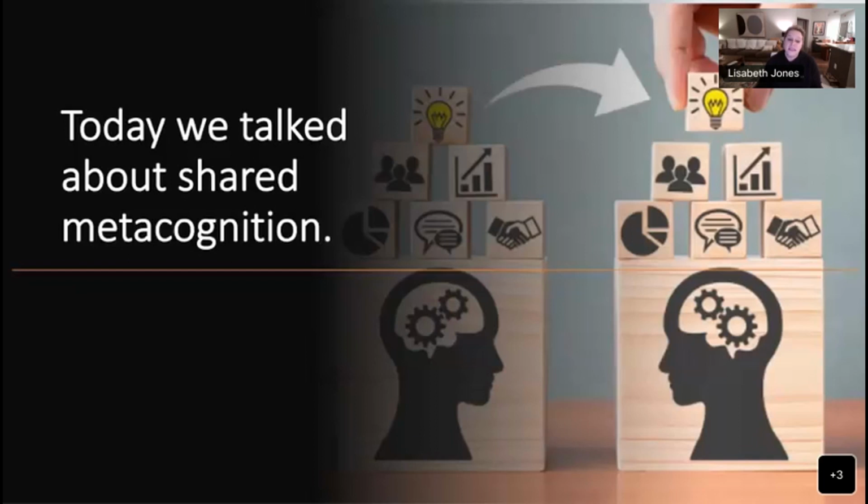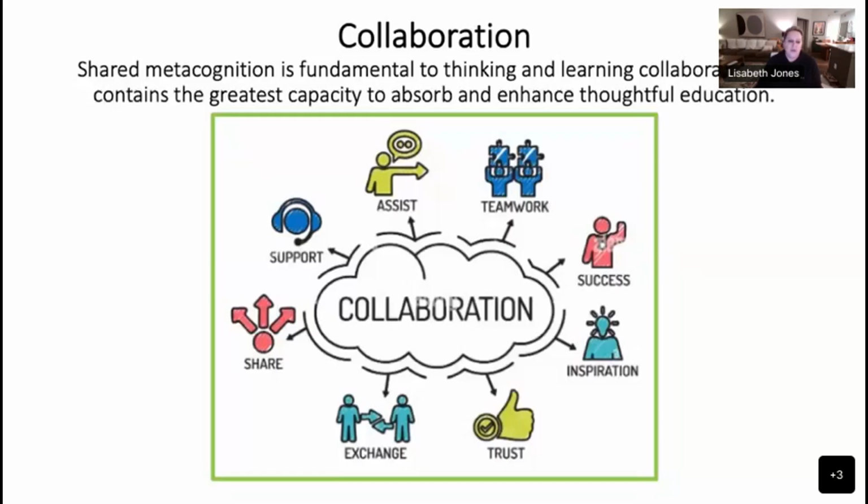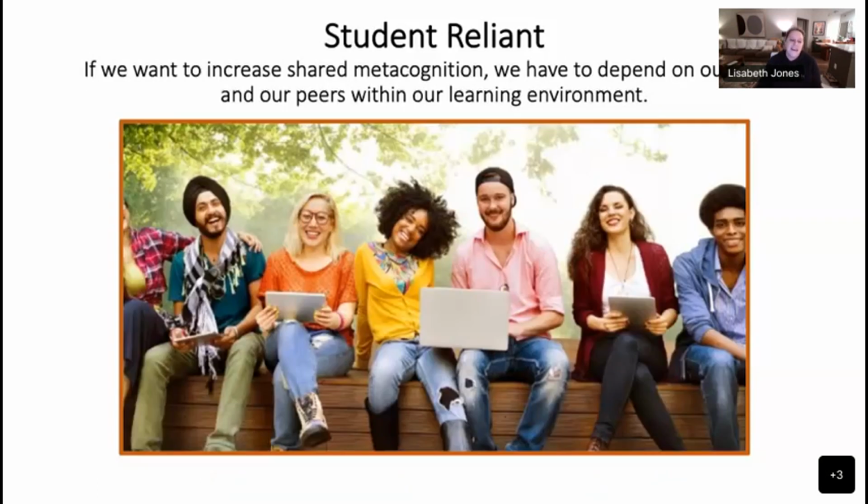All right. So today we talked about shared metacognition, or social metacognition. It's simply sharing thoughts with peers in our learning group to collectively weigh in on and discuss those shared ideas. When we're talking about that, we're talking about collaborating, and we know that shared metacognition is essential to thinking and learning collectively, and it gives us the greatest possibility of absorbing ideas and enhancing our learning. It is student reliant.